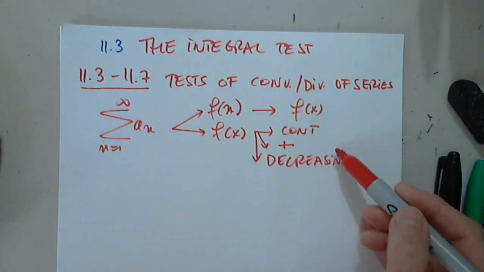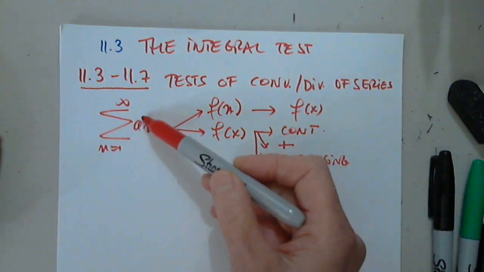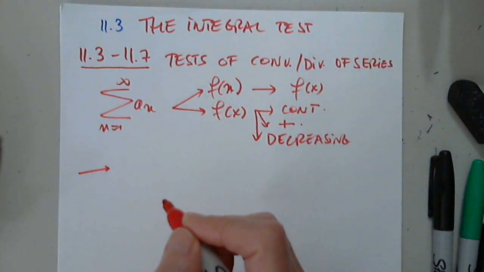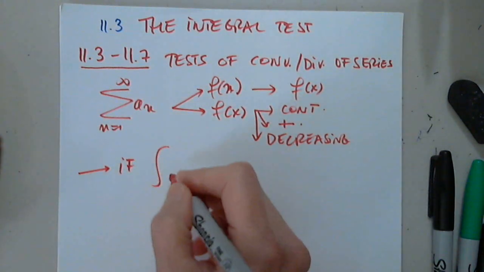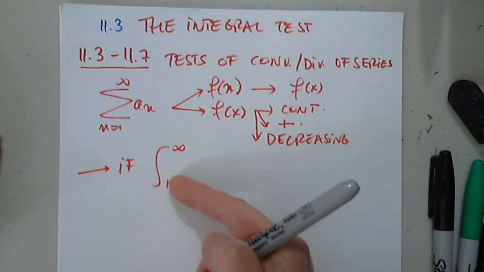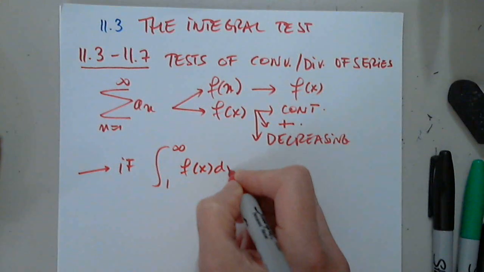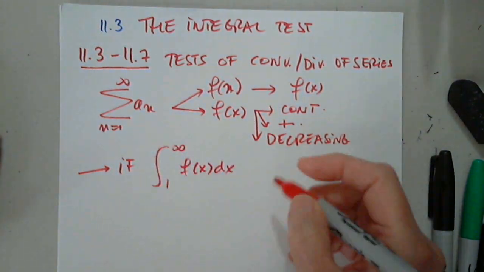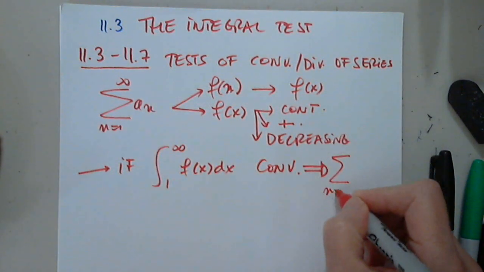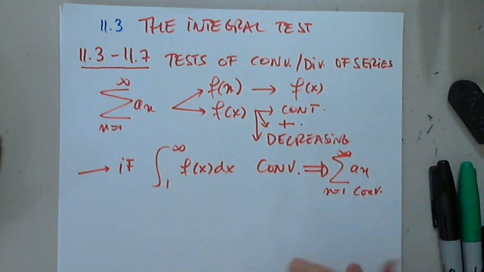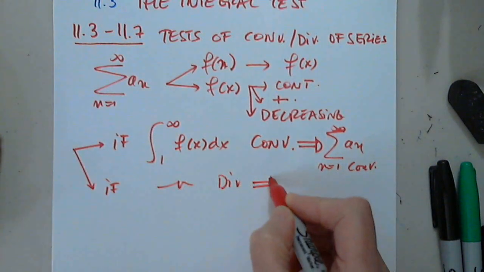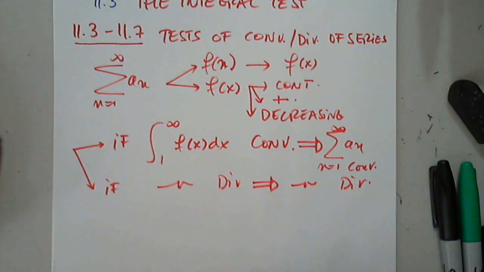And if all these conditions are fulfilled, continuity for the function, and of course it's positive and it's decreasing, then here is what can happen. If the integral from 1 to infinity, of course, it doesn't have to be 1, it can be 5 or 10 or 11, it doesn't matter, but finite, right? Of f of x dx, if this is convergent, which is an improper integral, convergent, then the infinite series is convergent as well. Convergent. If this is divergent, the infinite series is divergent.